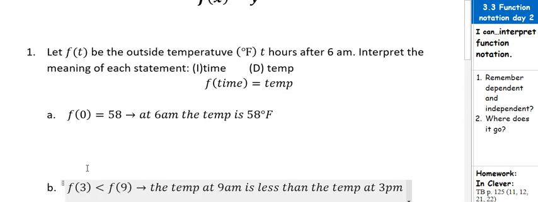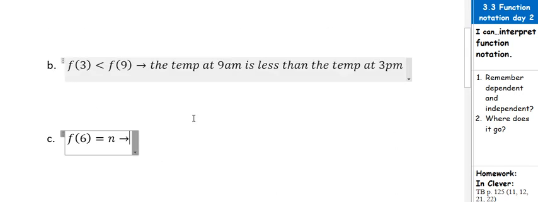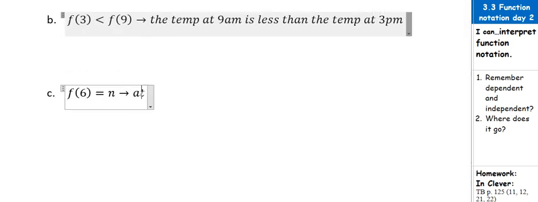F of 6, that means 6 hours after 6 a.m. So 12, so noon. At noon, the temp is n degrees Fahrenheit. It didn't give us a number, so we leave that n as n.